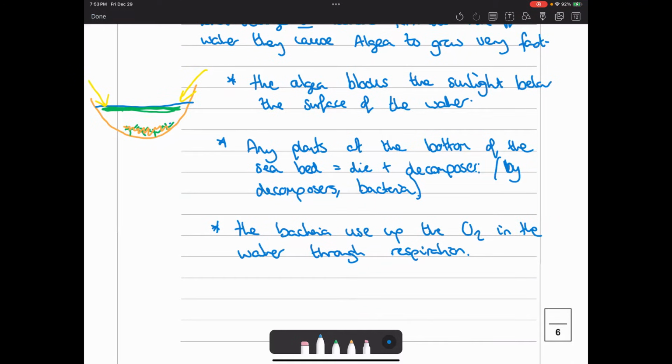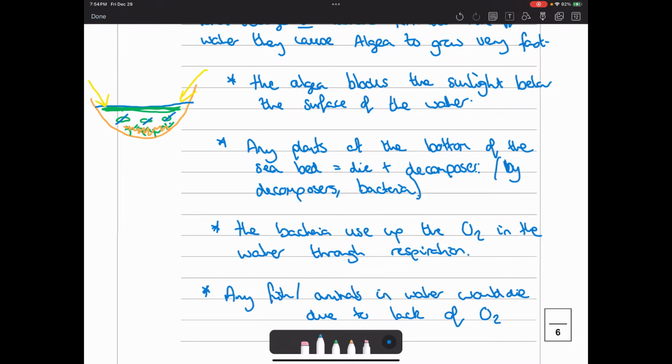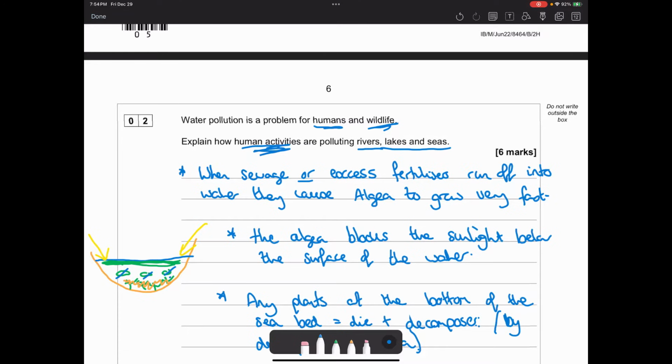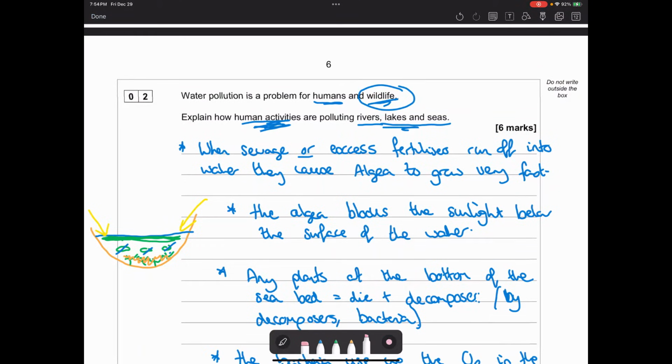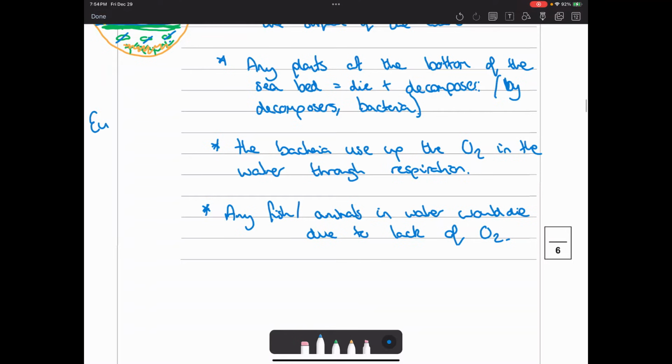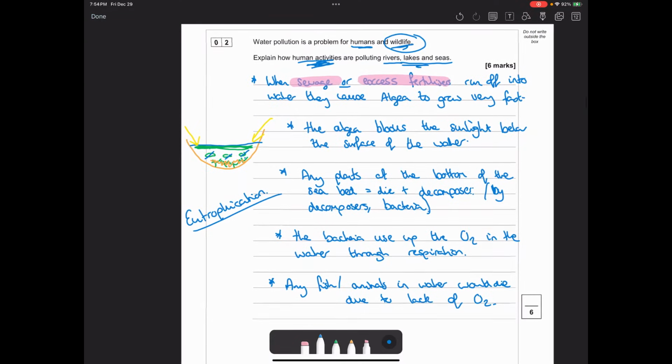Now, because there's then no oxygen in the water, any fish or any other animals would then die because there's no oxygen or limited oxygen in the water. So any fish or animals in water would die due to lack of oxygen. Okay, so therefore we've clearly said how a human activity is affecting our lakes and rivers and specifically affecting wildlife. It's caused by two things, sewage and excess fertilisers going into sources of water. This whole process has a fancy scientific name of eutrophication. Okay, you can throw it in if you want, but it's the process and describing it that they're specifically after.